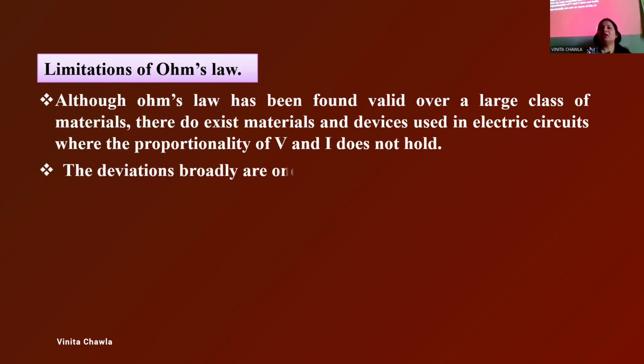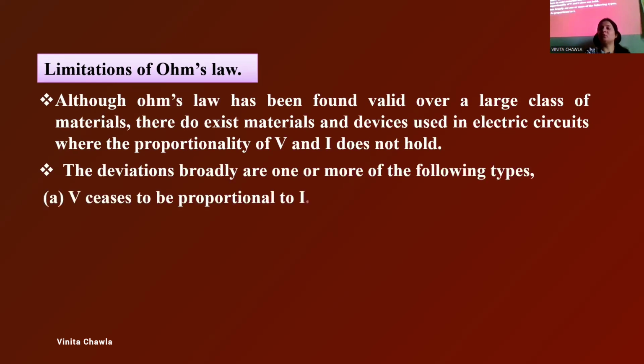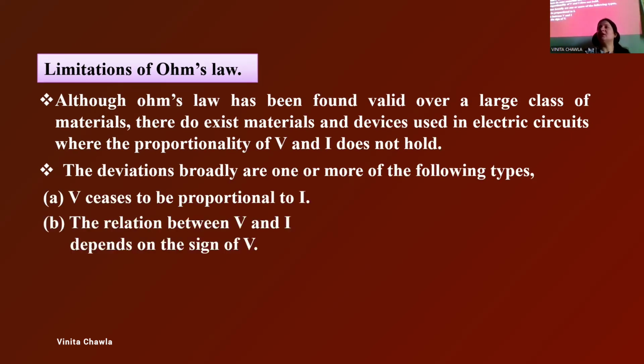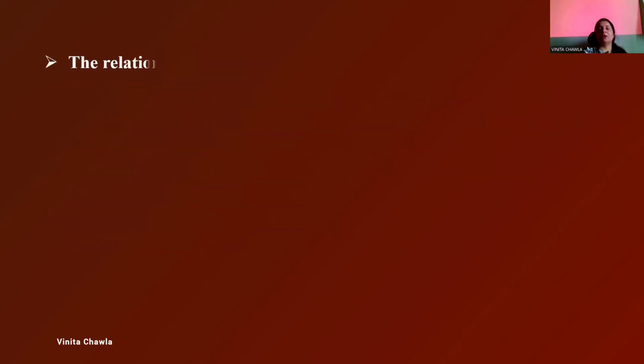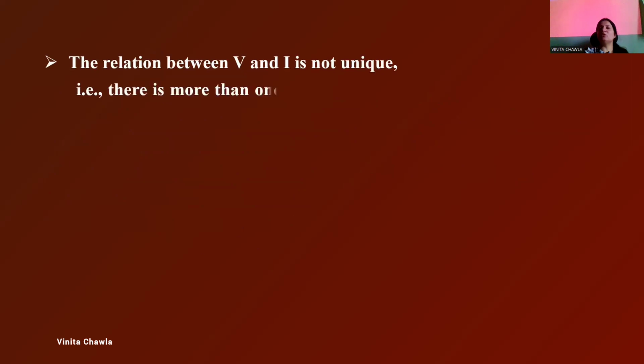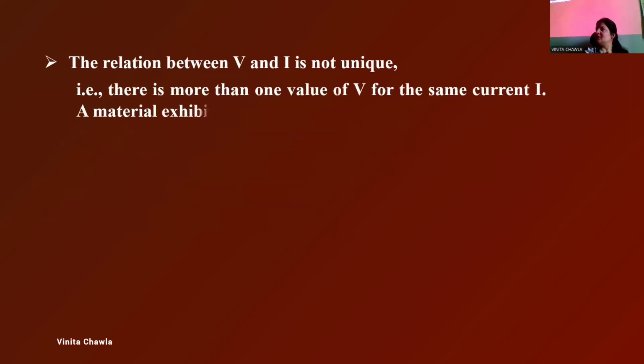The deviations are broadly one or more of the following types. V ceases to be proportional to I. The relation between V and I depends on the sign of V. We just saw that, where negative and positive sides gave different behavior. The relation between V and I is not unique. That is, there is more than one value of V for the same current. This we got for one graph, right? It came, didn't it?